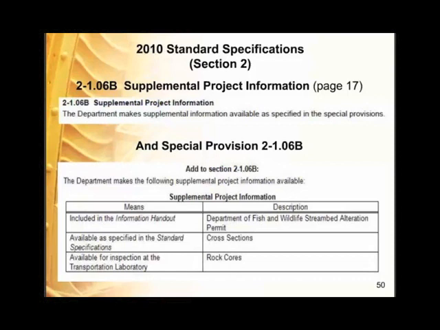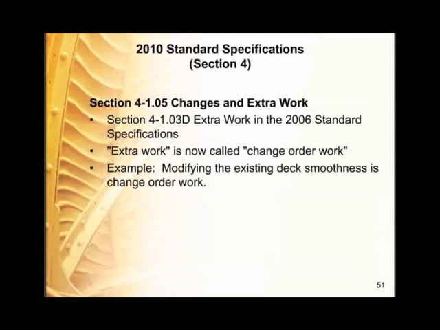Okay, section 4-105, changes and extra work. In the 2006 standards, it was just section 4-1.03, the extra work. So there's a little bit of change. And extra work is now called change order work. For example, modifying the existing deck surface or deck smoothness is change order work.